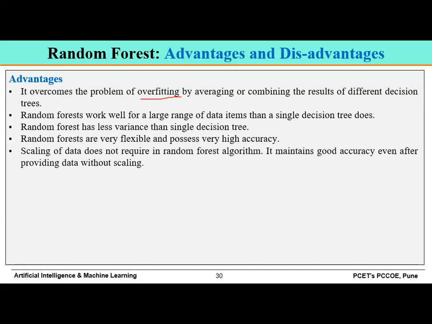Scaling of data is not required in the random forest algorithm. It maintains the accuracy even after providing data without scaling. Okay, so in boosting, what we have seen, for the first sample we were developing the model. Again, that model will be clubbed with the second sample. But while combining, we need to give certain weightages. Whereas in case of random forest, there is no issue of weightages. First sample is a decision. Second sample is a decision. Third sample is a decision. And the majority will be the winner.